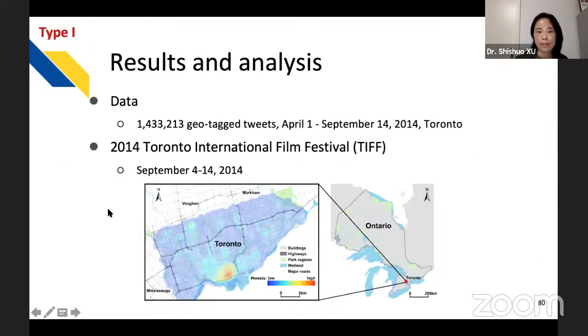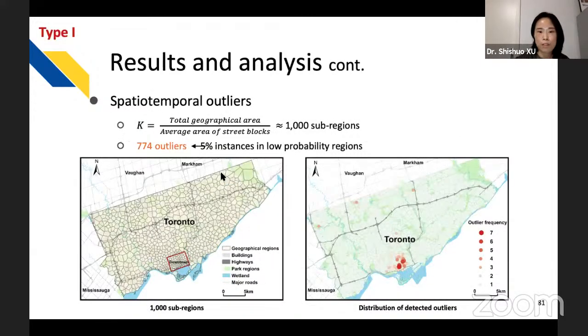Here is a spatial distribution of the Twitter data that were collected during the 2014 TIFF event that occurs in Toronto. For the spatial temporal outliers, we can see from this figure, the red ones are the outliers that were detected in the greater Toronto area.